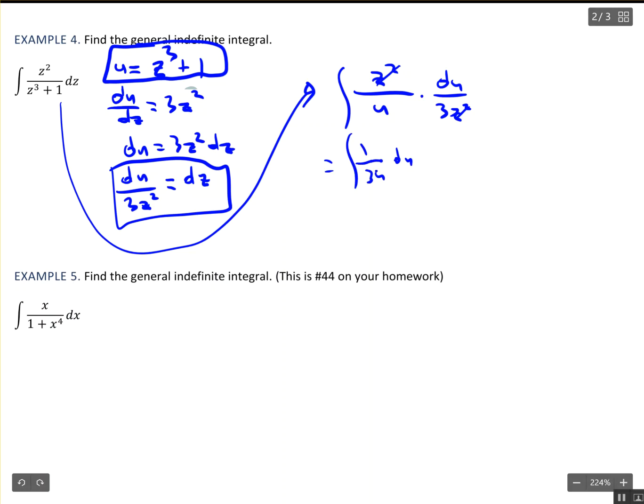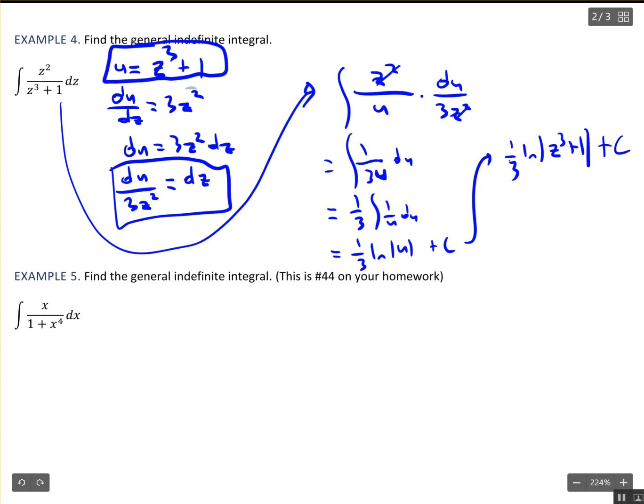Now, some people might get a little confused by this, but don't forget we can pull a constant out in front. So I can rewrite this as 1/3 times 1 over u du. And now this is a pretty familiar antiderivative. It's 1/3 ln of u plus c. Finally I have to substitute back in for u, so 1/3 ln of z cubed plus 1, plus c.